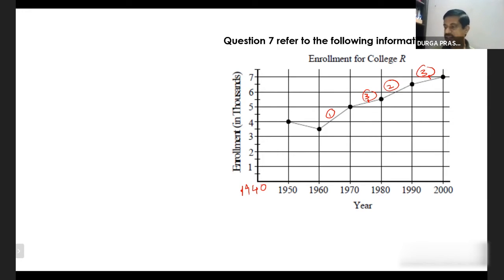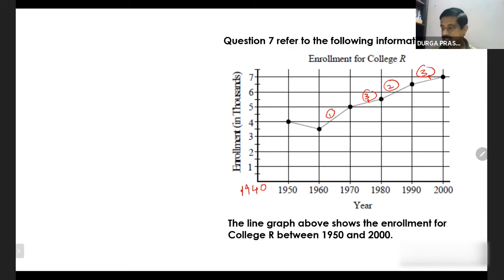So now we should see what the question is and whether anything is connected to the rates he's asking or something else we need to check. So this is year and enrollments in thousands into the college. This is 3.5. 3.5 times 1,000 is 3,500, like that. This is 4. 4 times 1,000 is 4,000 enrollment, like that. So this is how the understanding of the graph goes. The line graph above shows the enrollment for the college between 1950 and 2000. That is clearly seen.